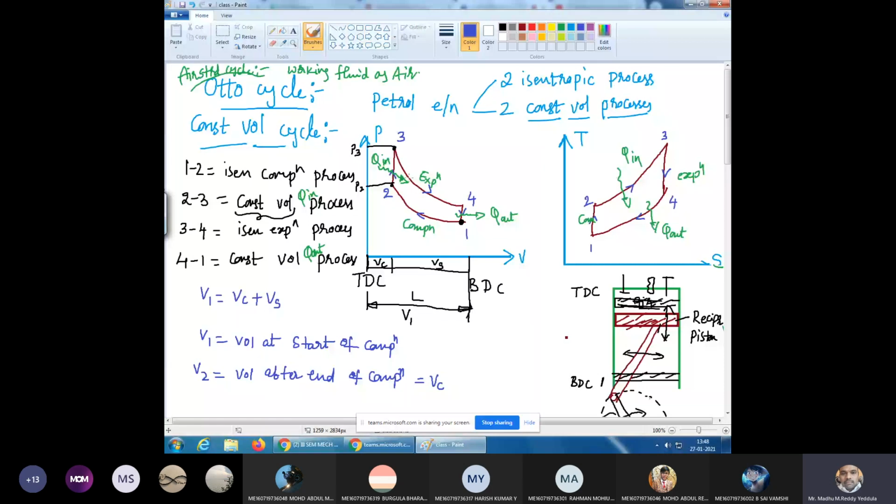Yes or no? Right? So therefore, V1 by Vc. What is the meaning of this one? Tell me. V1 by Vc. Total volume at start of compression. V1 is the total volume. Vc is the clearance volume.